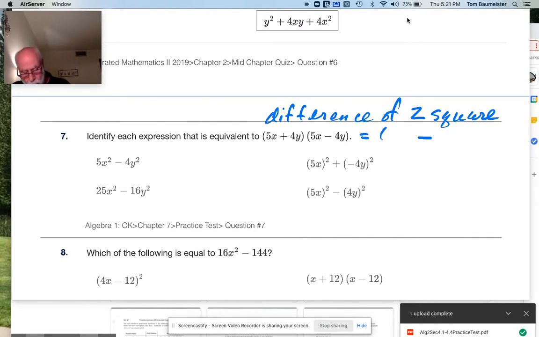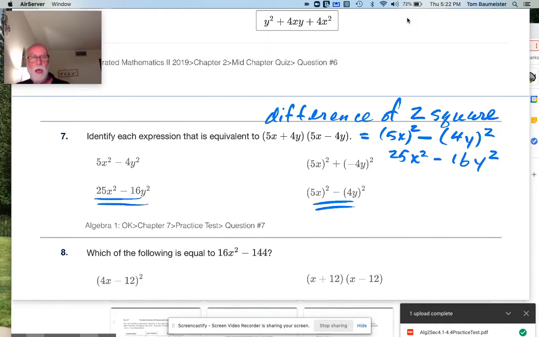And remember, I can take the first term and I'm going to square it. And then I'm going to take the last term and I'm going to square it. All right, so you should see one that looks like that, and you do. That would be this one right here. And now remember, when I have this, I can also say 5 times 5 is 25. x times x is x squared. Minus 4 times 4 is 16. y times y is y squared. So you should have clicked on both of those.